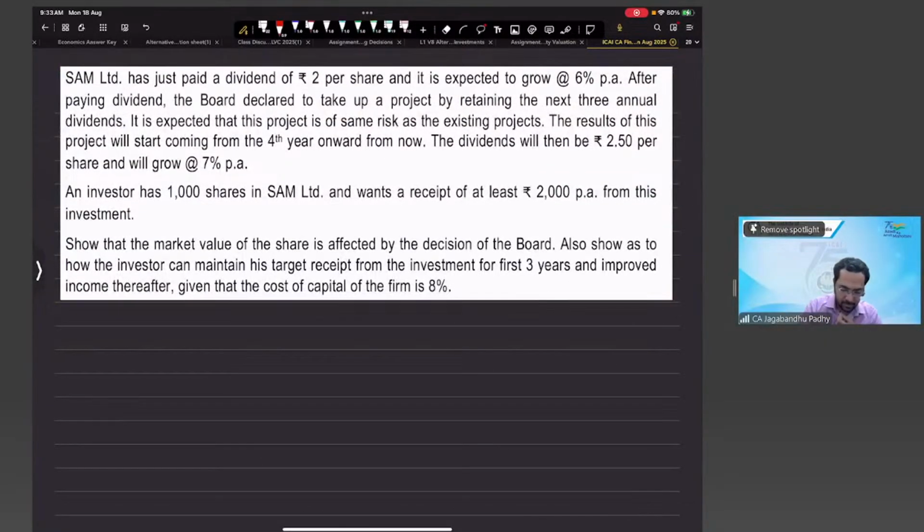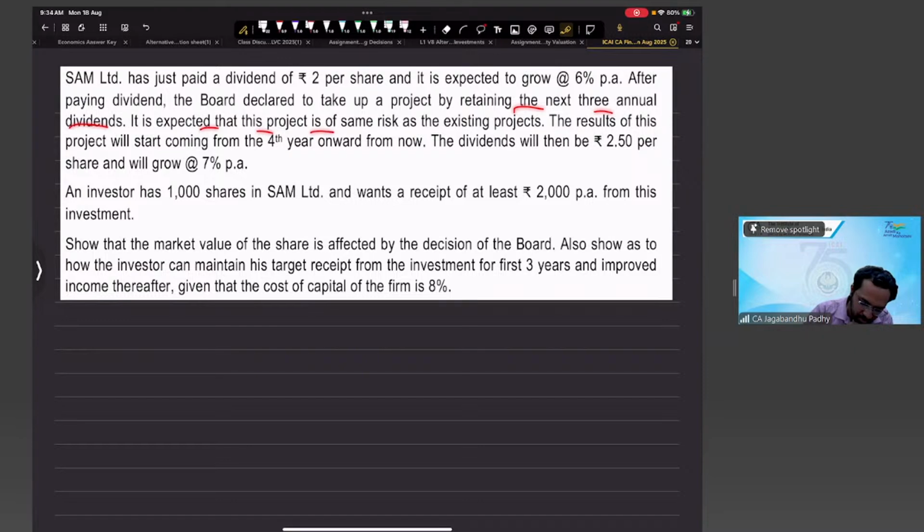Sam Limited has just paid a dividend of rupees 2 per share, and it is expected to grow at 6% per annum after paying dividend. The board declared to take up a project by retaining the next 3 annual dividends. So it has paid a dividend of 2 and is supposed to be growing at 6%, but after paying dividend, the board said that we are going to retain the next 3 annual dividends.